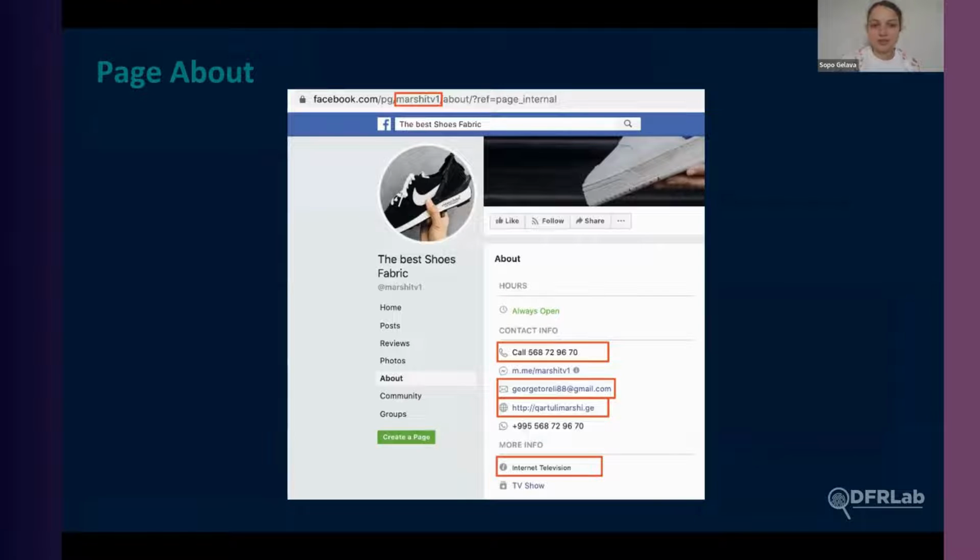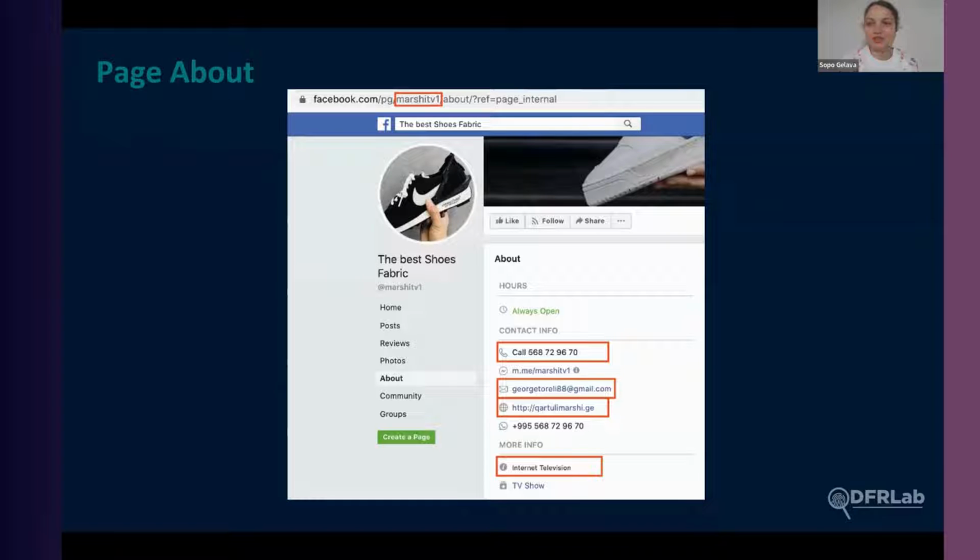Then the page about section. This is one of my favorite screens to describe why page about is also very interesting, and how you can identify some signs of inauthenticity only from the about section, even if you do not go to some very deep details. This example is from the Georgian takedown, and this network was linked to the pro-Russia political party, Georgian March. And one of the pages was the best shoes fabric, and it acted as an online shopping platform. But in the URL, it had Marshi, which stands for March in Georgian, and it had an email, it had the official website of Georgian March indicated there.